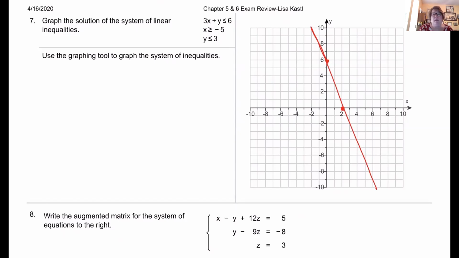The next inequality is x is greater than or equal to -5. That would be a vertical line at -5. X equals a constant is a vertical line. The third inequality, y is less than or equal to 3. That is a horizontal line at y equals 3. Y equals a constant is a horizontal line.